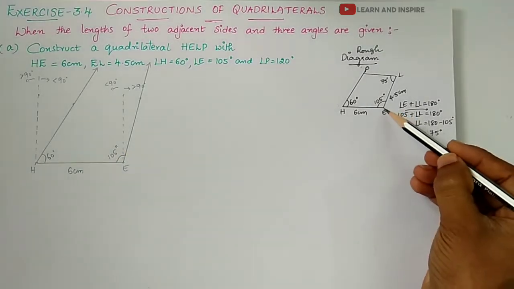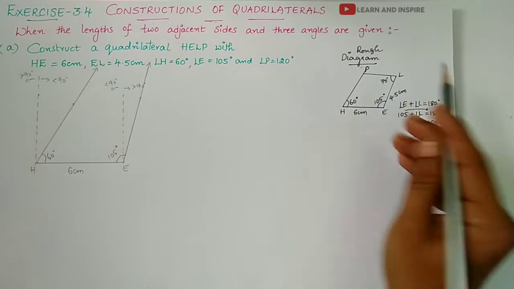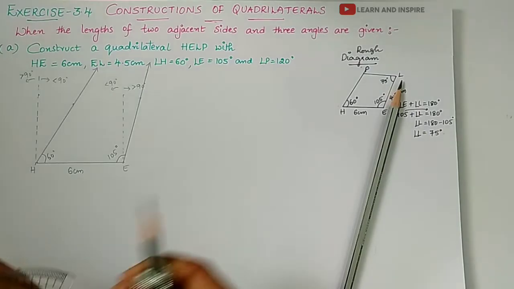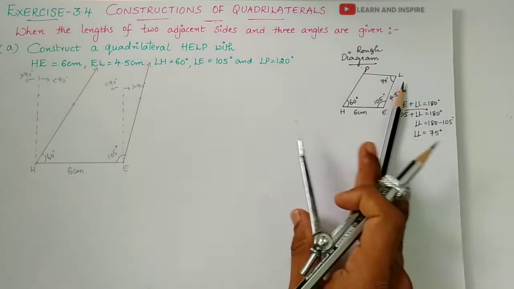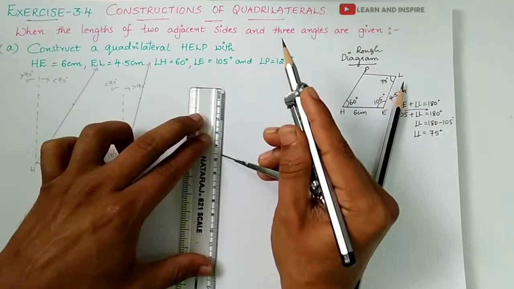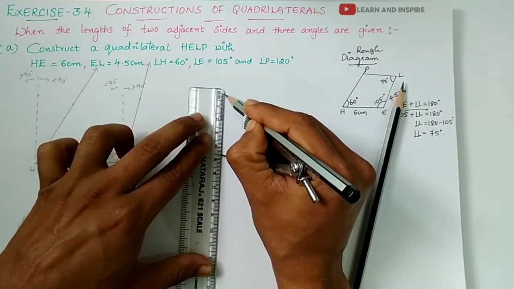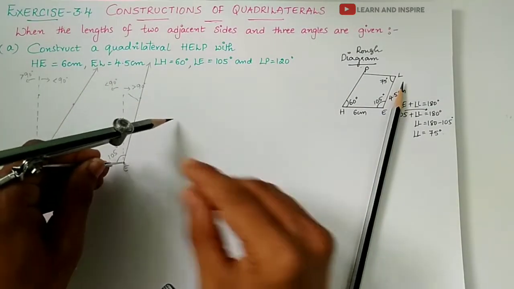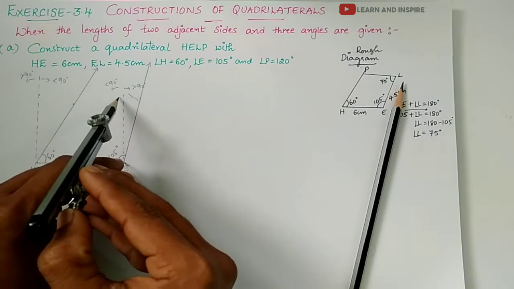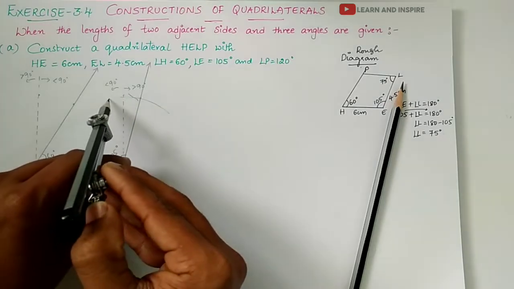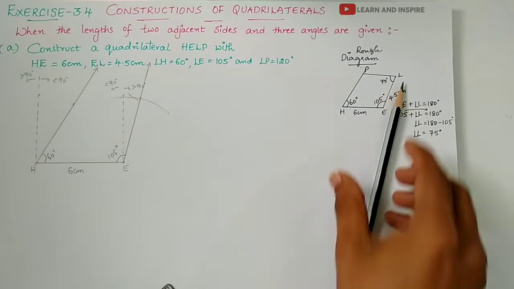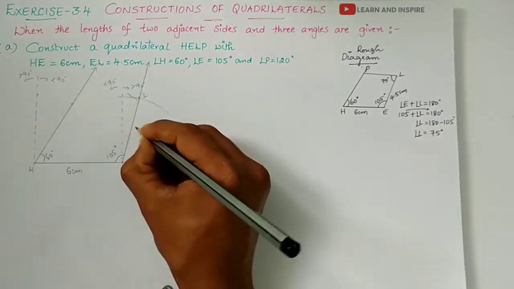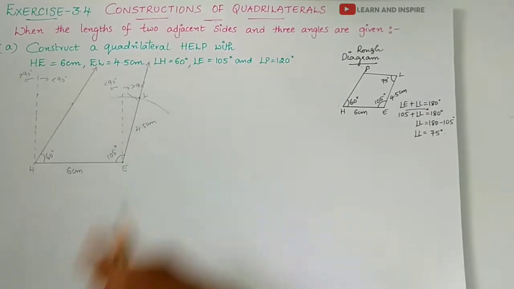Now what is step 4? With E as center and radius 4.5 centimeters, draw an arc. So we have to draw an arc of radius 4.5 centimeters. So this is 4.5, with E as center of radius 4.5 centimeters. Draw an arc and name this intersecting point as L. So this is 4.5 centimeters.